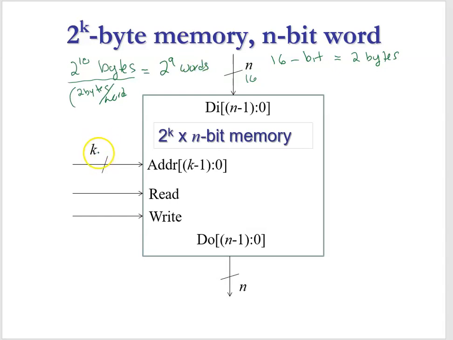So our K here is going to be 9, and we'll go from our address here from 8 to 0, and this is going to go from 15 to 0, and again 15 to 0. If we had a 2 kilo-word memory with 16-bit words, then we'd need 10 address lines, but we're looking at the kilobyte memory.